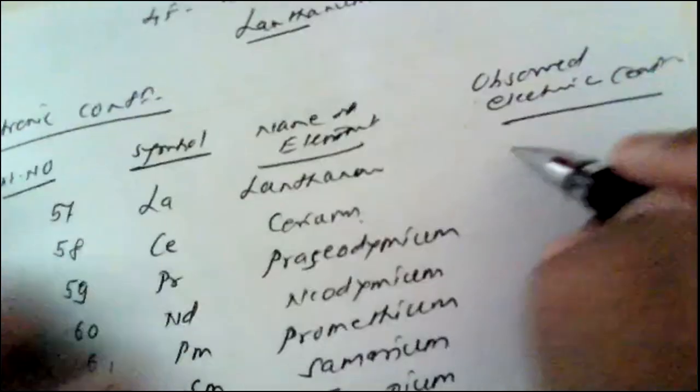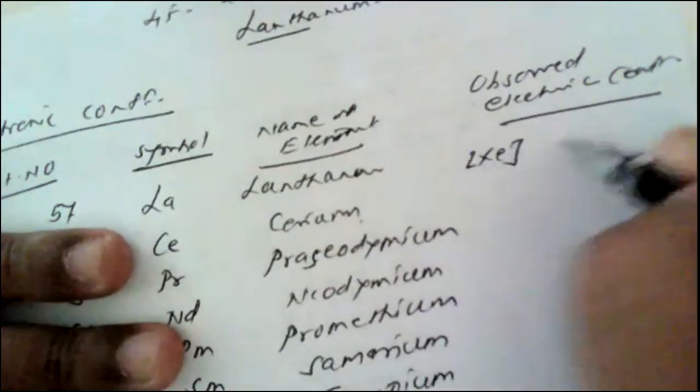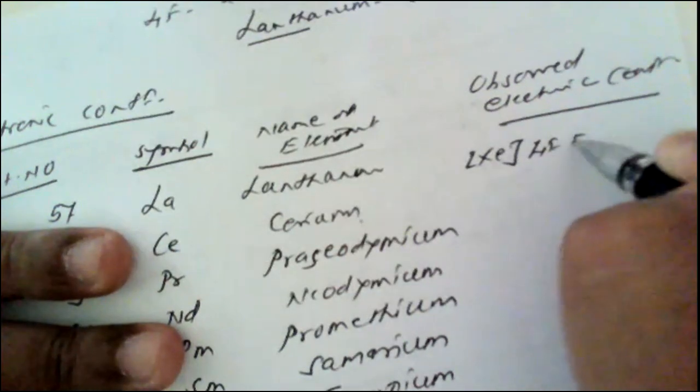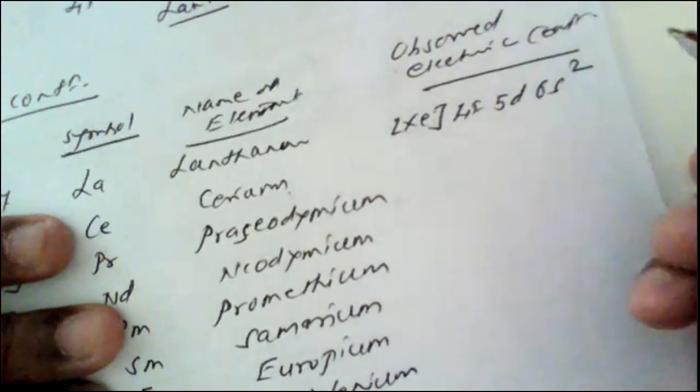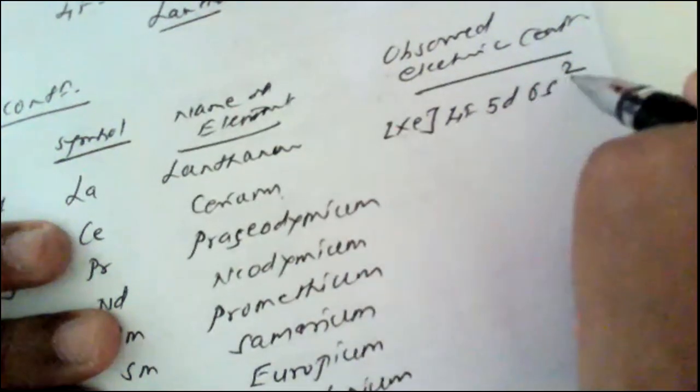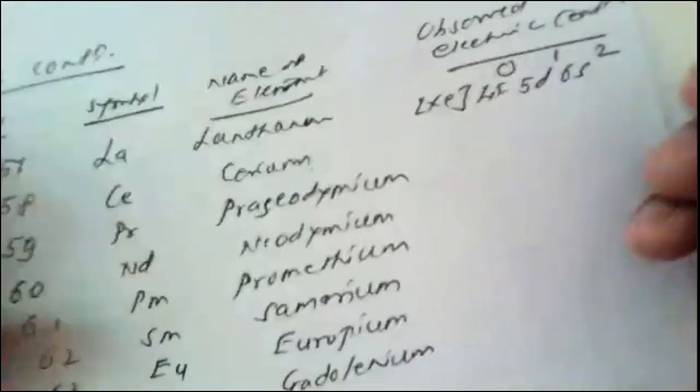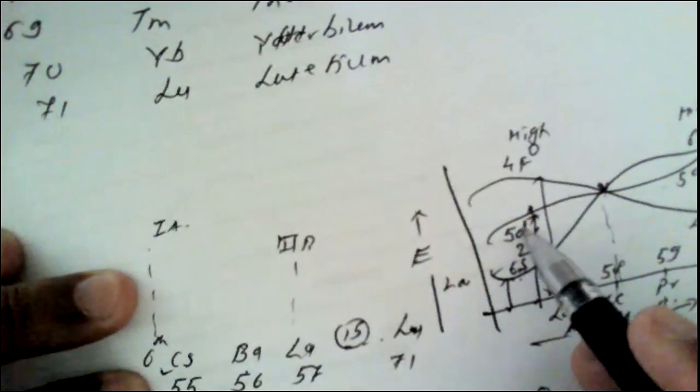So for this purpose, I shall write the electronic configuration for lanthanum: 4f, 5d, 6s. The 6s orbital is filled at barium. So 54 plus 2 is 56, plus 1 is 57, and 4f0. So this configuration is strictly according to this energy level diagram.